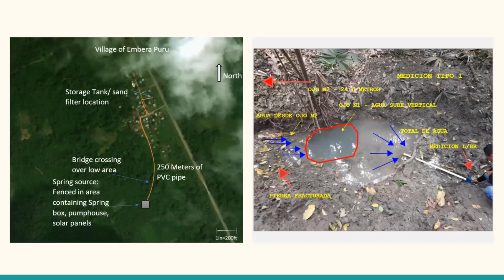So here on the left is an overview of the site. The spring is up in the woods, and the water will have to be pumped about 300 meters, or 700 feet, into the town. That includes one little bridge crossing over a low river area, and then into the town. The storage tanks are right in the middle of the town.